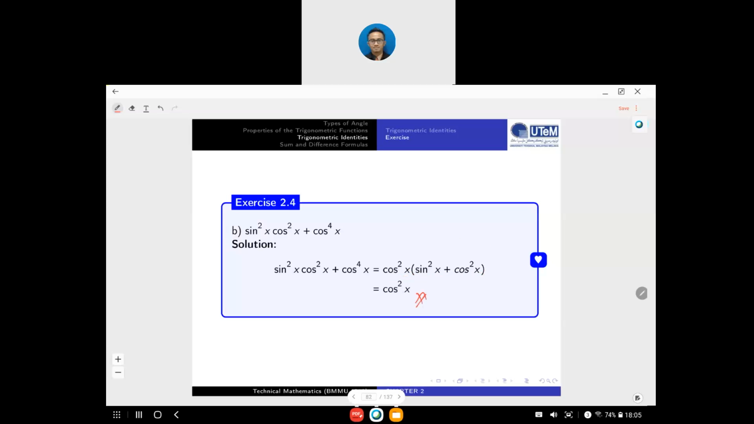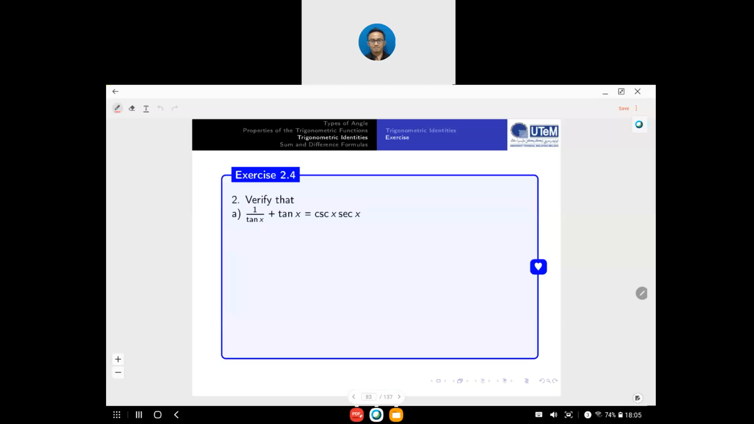Okay. Next, 2A. Verify that 1 over tangent x plus tangent x equal to cosecant x secant x. So usually we use this one. So 1 over tangent x plus tangent x. We change first. What is tangent x? We know that tangent x equal to sine x over cos x.